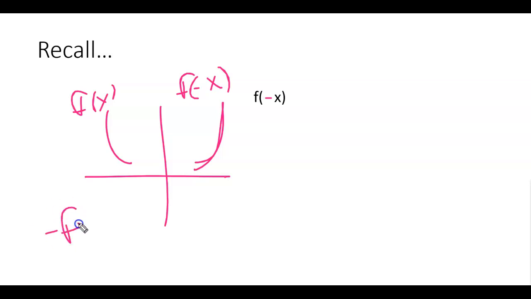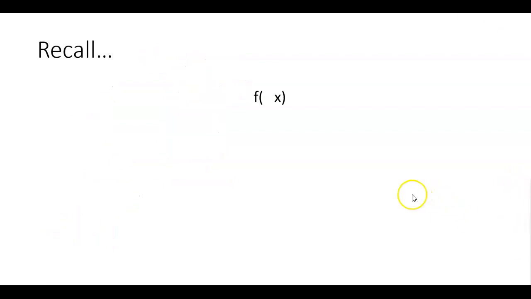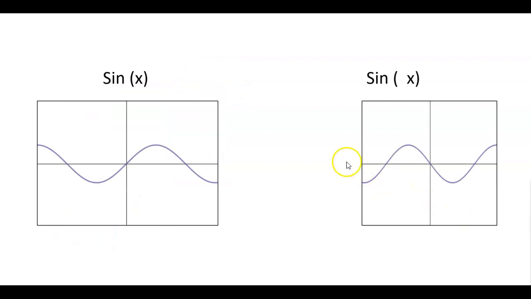Now, vertical reflections are where the negative's on the outside. That would make it look more like this, where it flips it upside down over the x-axis. But horizontal reflections reflect them horizontally. Okay, so we're about ready to study what effect happens whenever you make the input negative on these functions here.